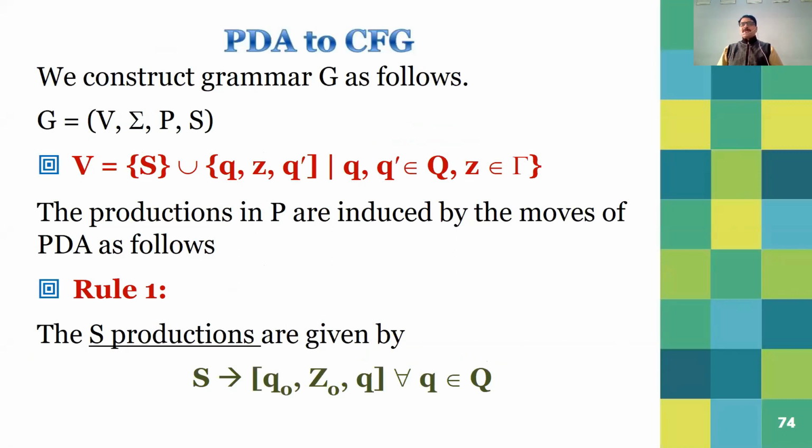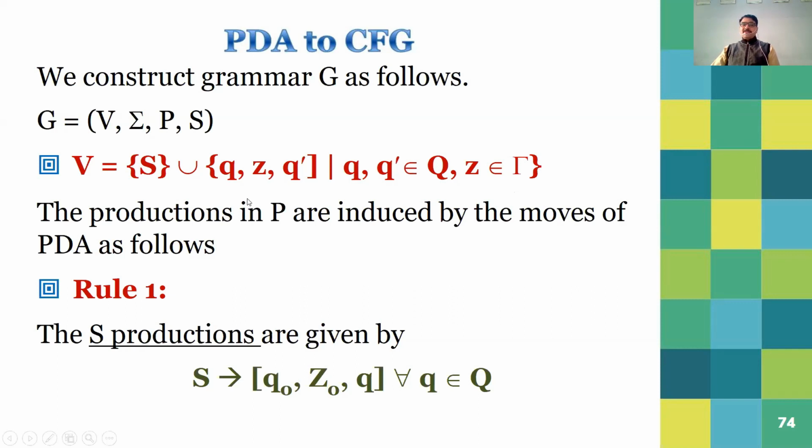For example, start with the set of variables. The variables can be defined with the help of the given PDA. That is S, the start symbol, union [Q, Z, Q'], where Q and Q' belong to Q. So Q is the set of states, and Z belongs to tau, that is the stack symbol. So this is the simple rule to write the variables for the grammar.